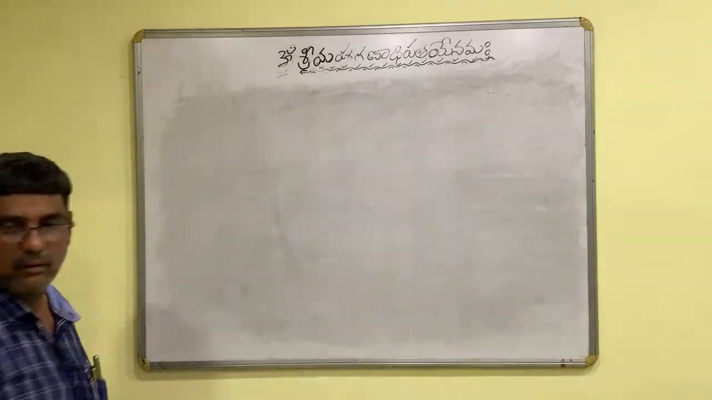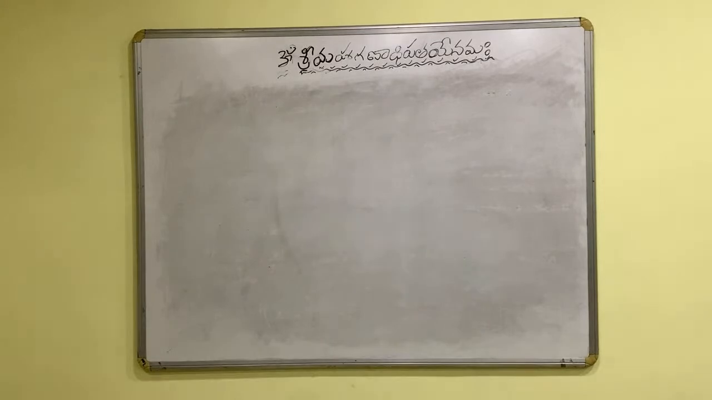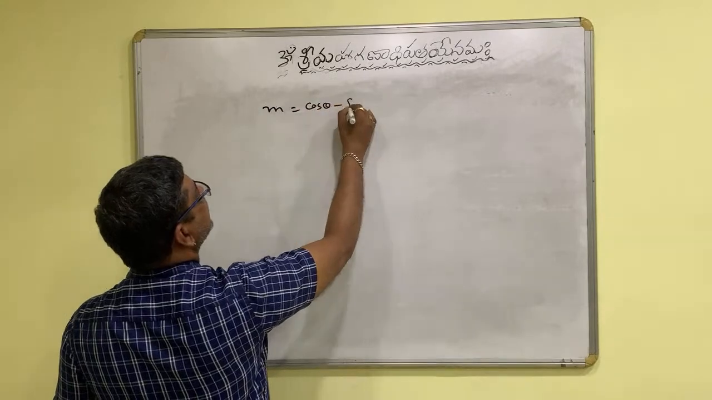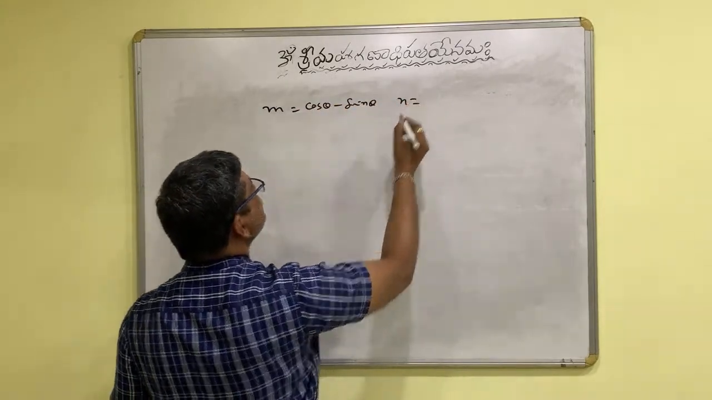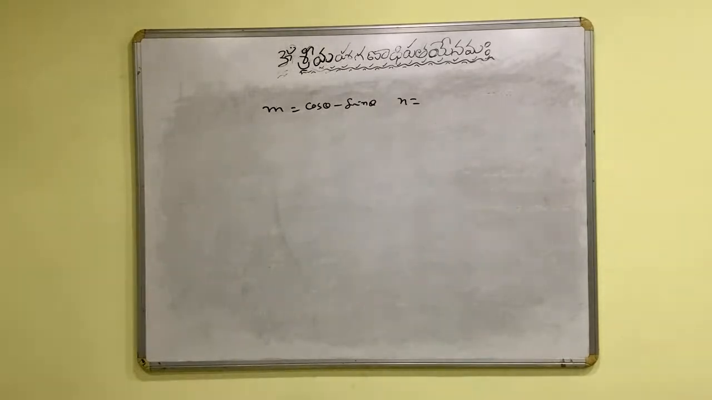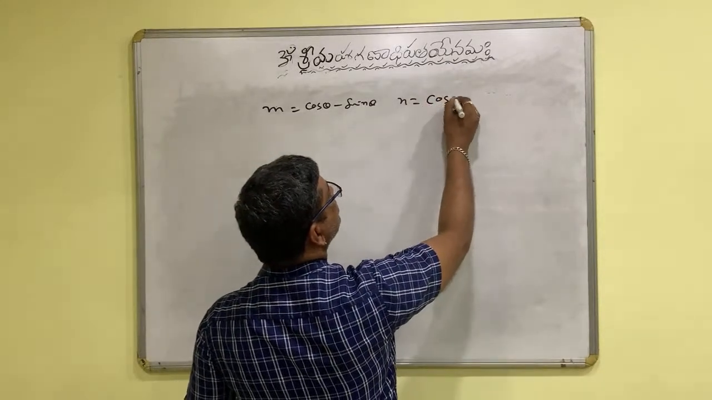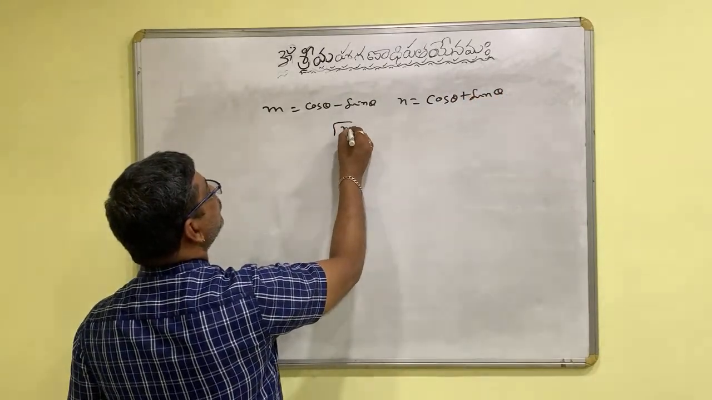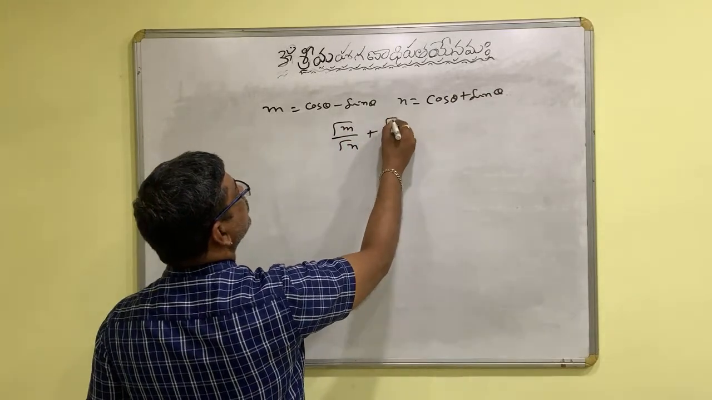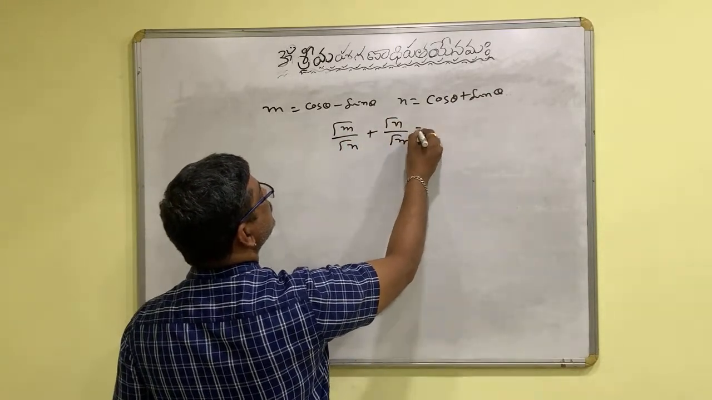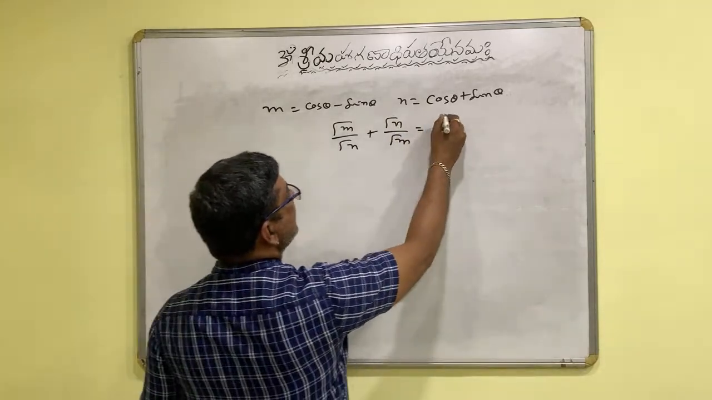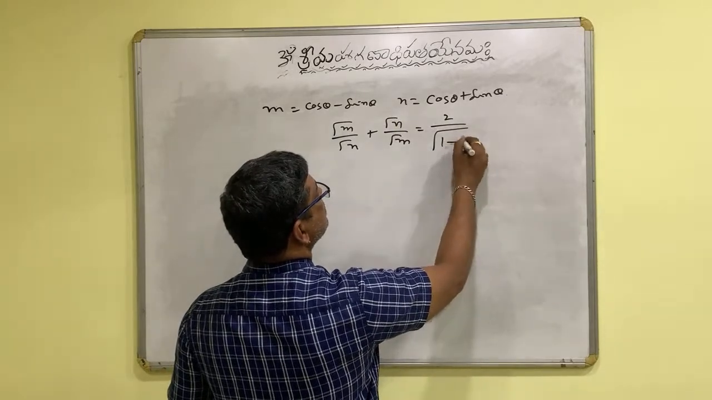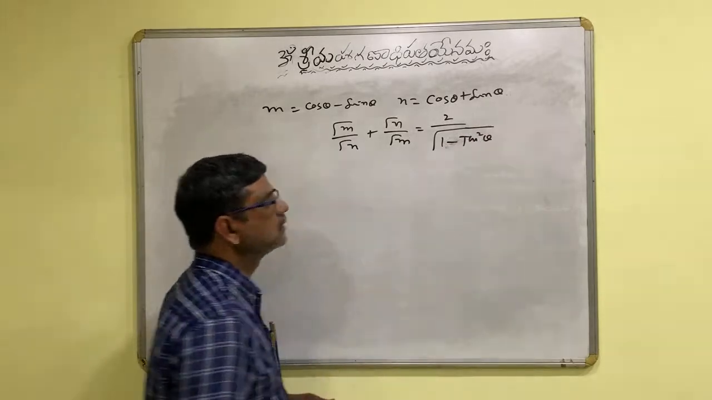Good. So what is the next question? M is equal to cos theta minus sin theta. N is equal to cos theta plus sin theta. And we need to prove that root n by root m plus root m by root n is equal to 2 by root over 1 minus tan square theta.